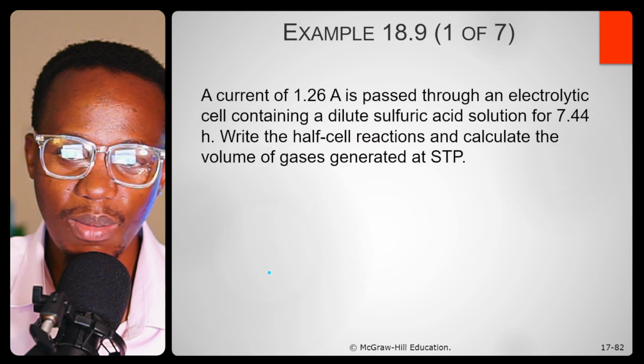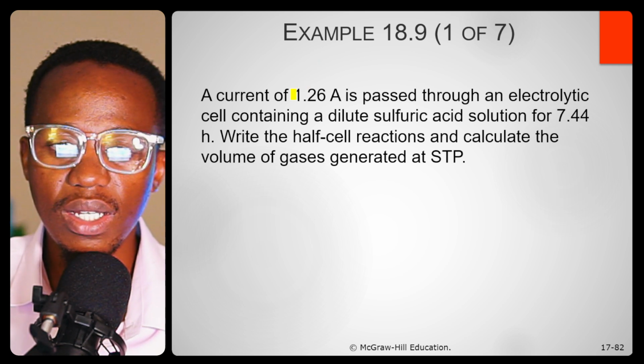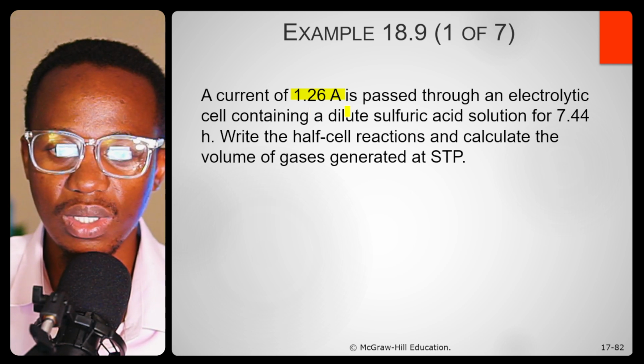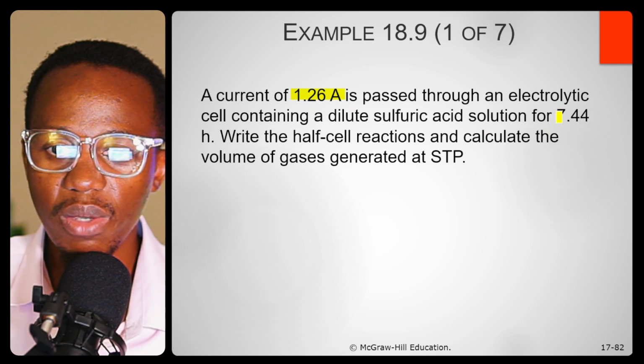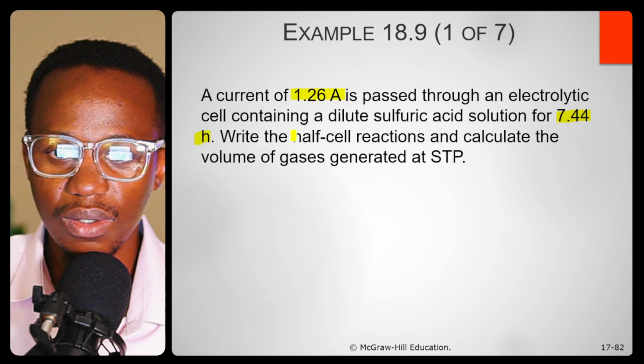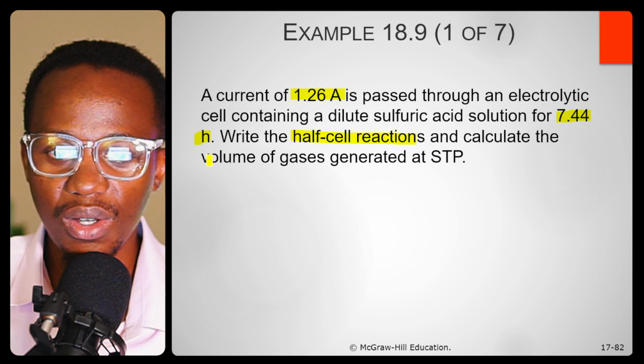So let's look at an example. If I ask you, a current of this much is passed through an electrolytic cell containing a dilute sulfuric acid solution for 7.44 hours. So write the half-cell reactions and then calculate the volume of gases.